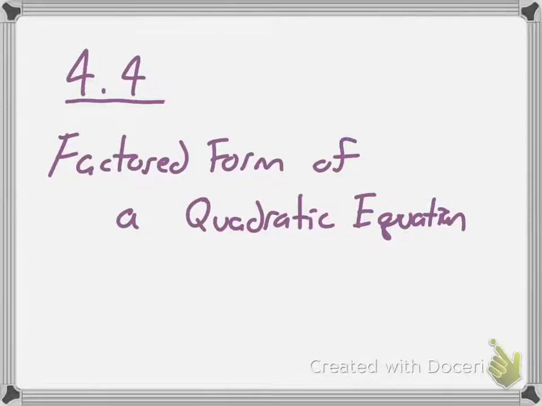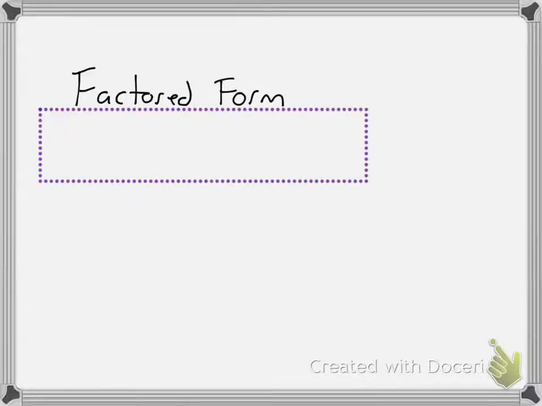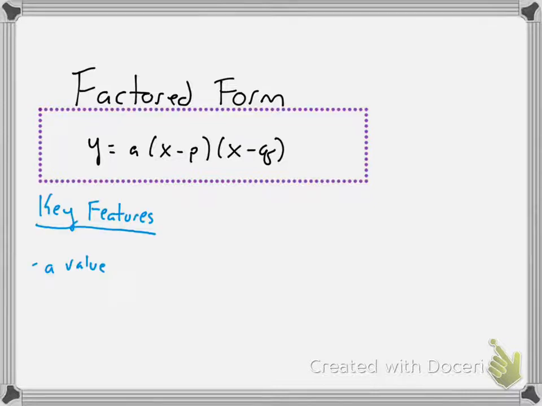All right, in section 4.4, we're going to learn about factored form of a quadratic equation. This is going to cover the last general format of a quadratic equation in this unit. So to start out here, factored form of a quadratic equation is y equals a times (x minus p) times (x minus q). Key features here, again, I can see my a value is that leading coefficient in front.